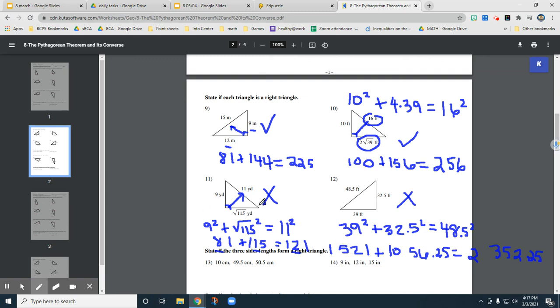So there you have it. All you do is apply the Pythagorean theorem. If a squared plus b squared is equal to c squared, then you indeed have a right triangle. Remember, the hypotenuse is always the longest side. It doesn't matter what you use for a and b because you're adding them, and addition can go in any order.